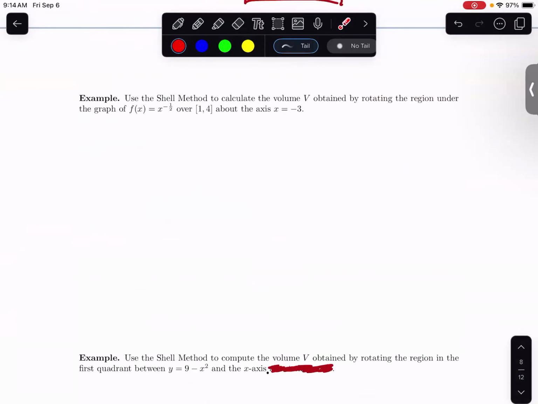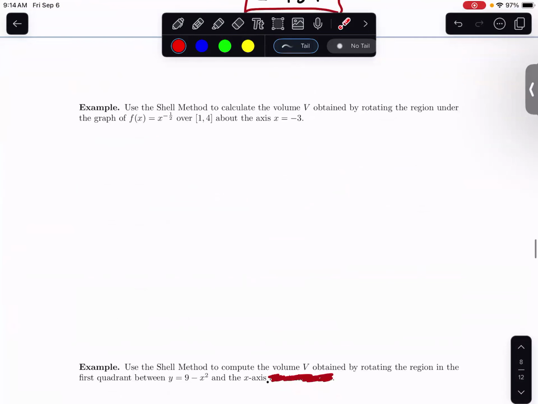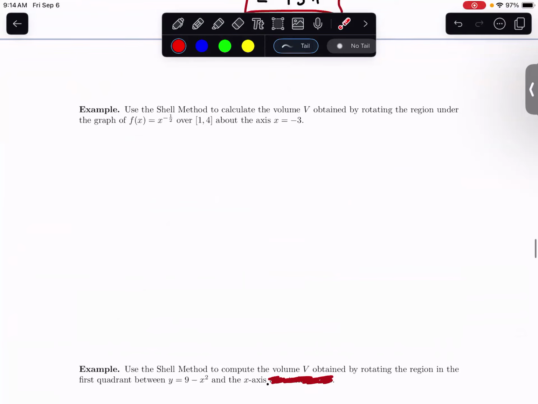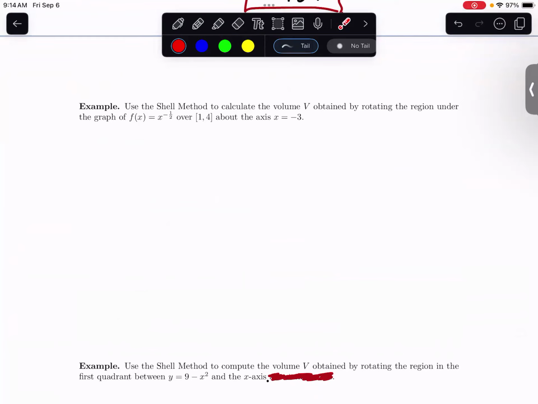Okay, so for this next example, it's another shell method. This one's a little bit different in that now we're going to be shifting the vertical axis about which we're rotating our solid. So for this one, I want you to use the shell method to calculate the volume V obtained by rotating the region under the graph of f of x is equal to x to the minus 1/2 power over the interval from 1 to 4. And so now the axis is x is equal to minus 3.